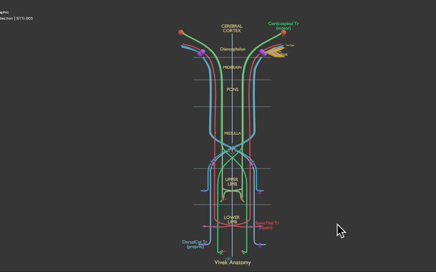Hi guys, if you want to study the spinal cord tracts but do not go into the details of all those things, then this is the best resource for you. Let's start with the starting point.